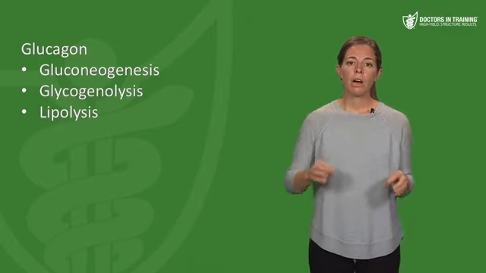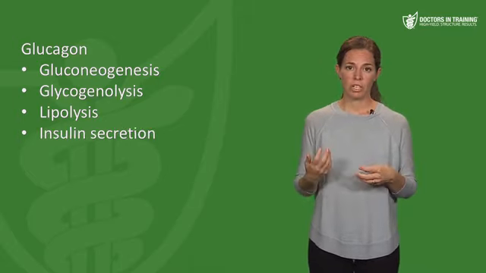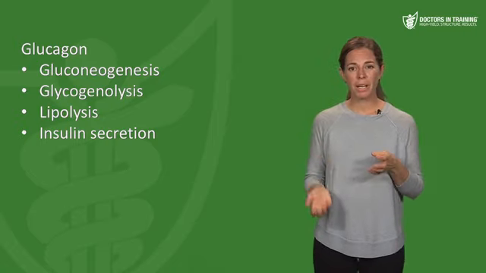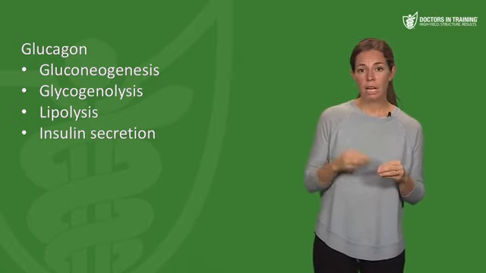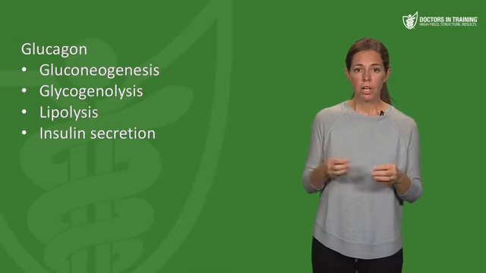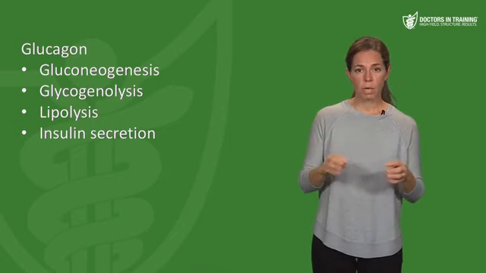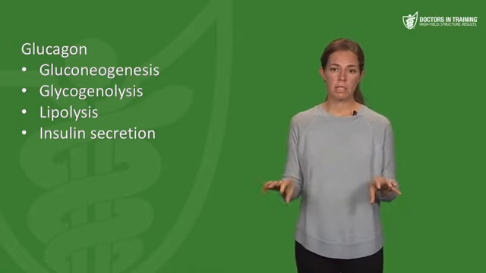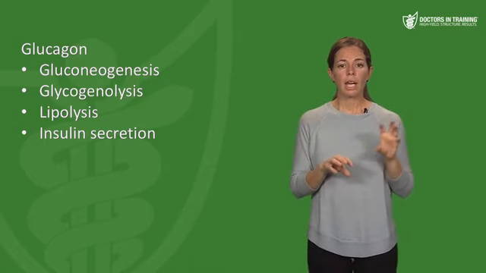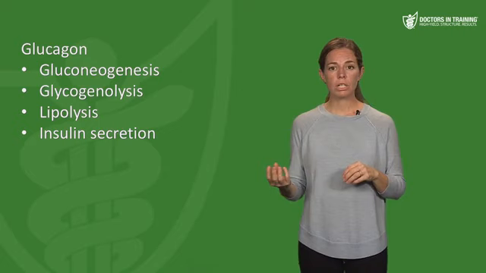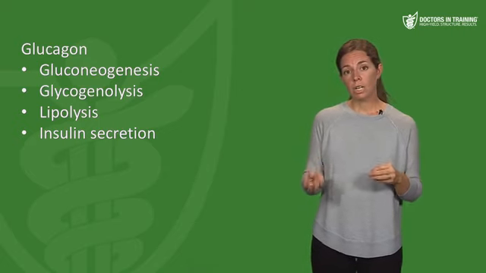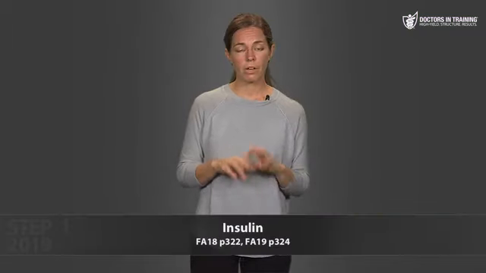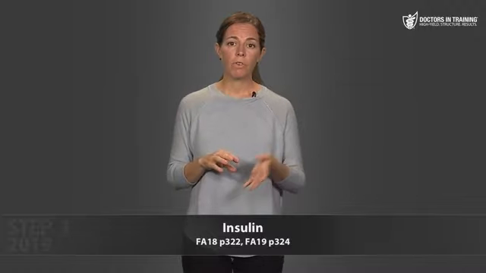And then glucagon also stimulates insulin secretion, because once you've made some more glucose by gluconeogenesis, or you've broken down some glycogen to raise the blood sugar, once glucagon has done its job and raised the blood sugar, you need insulin to get that glucose out of the blood and into the cells where it's needed. So glucagon actually stimulates insulin secretion, and insulin in turn inhibits glucagon. Okay, that's it for glucagon. Let's move on to insulin.